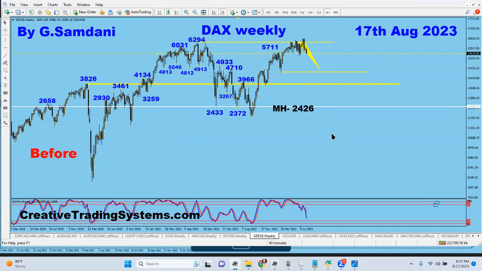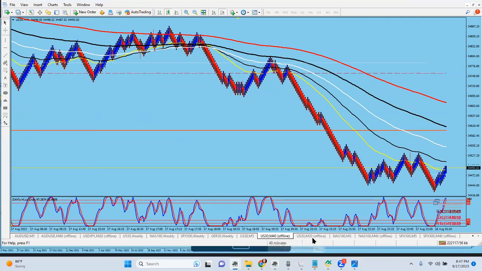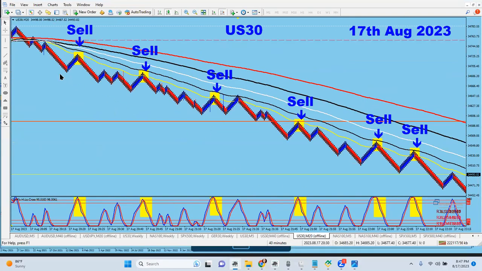Now, the question is how do we make the entry using my system? So I made a few of them. So let me show you the chart. Where are they? Hold on, just a minute. Okay, US30. Okay, these are the entries.